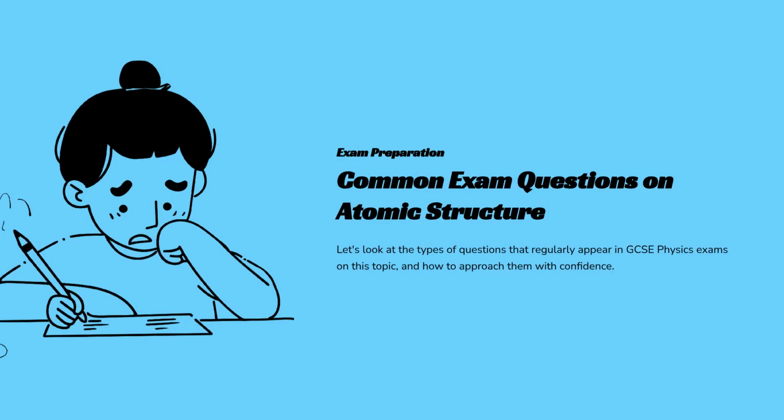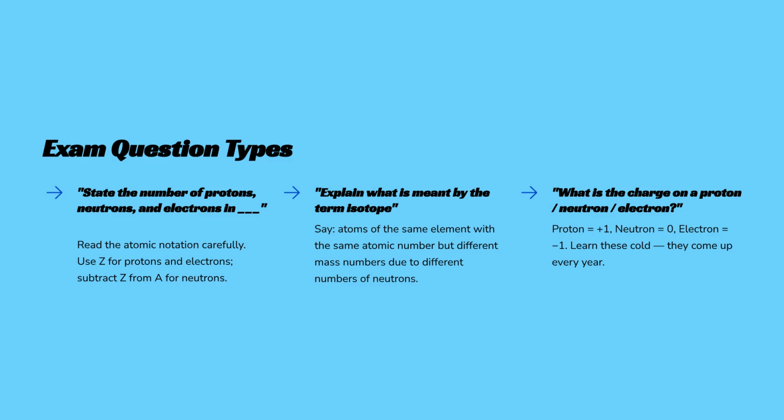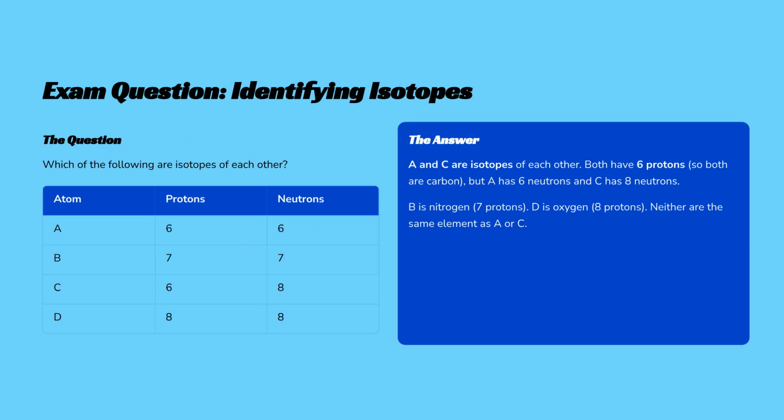As you prepare for your exams, it is helpful to understand the most common types of questions you will encounter regarding atomic structure. Expect questions asking you to state the number of subatomic particles in a given atom, define isotopes, or recall the electrical charges of protons, neutrons, and electrons. When asked to identify isotopes, look for atoms of the same element that have the same number of protons but different neutron counts. Nitrogen or oxygen might be used as distractors.